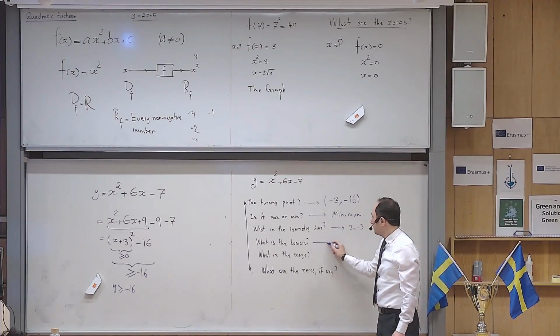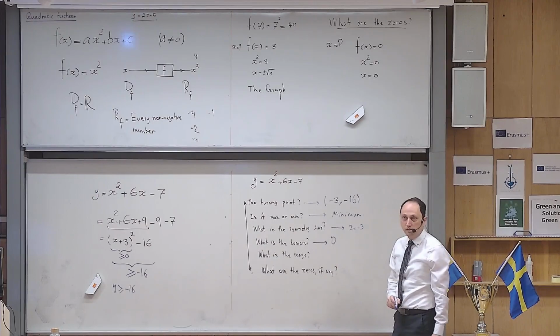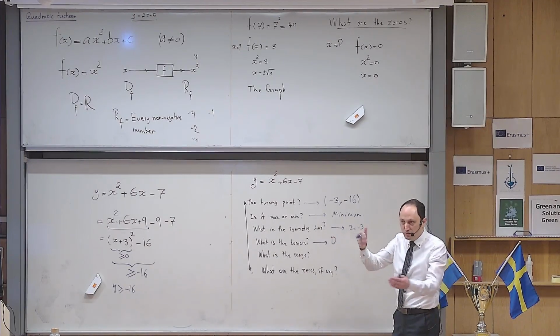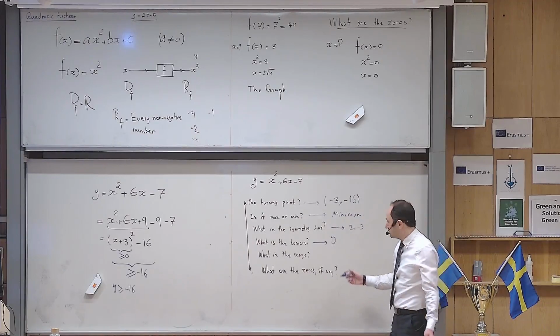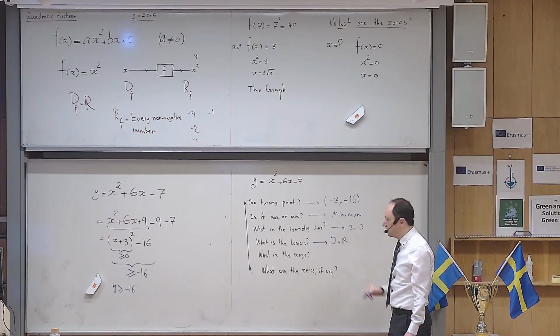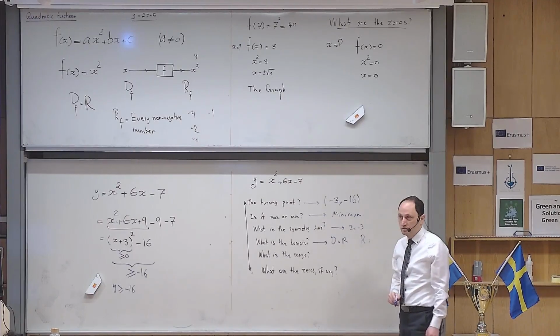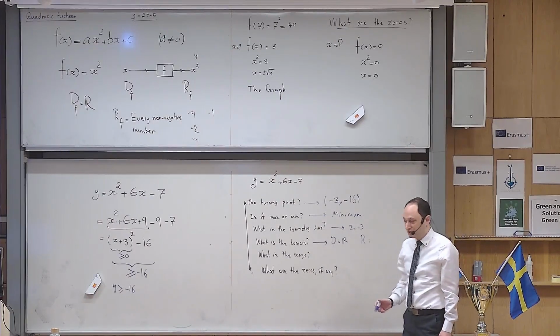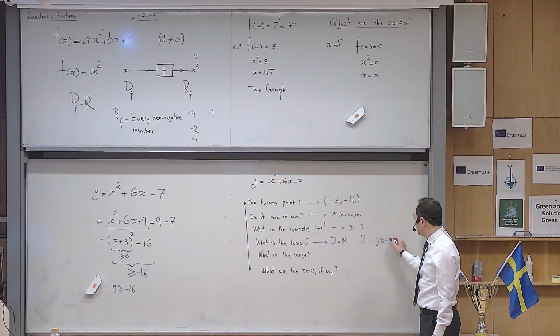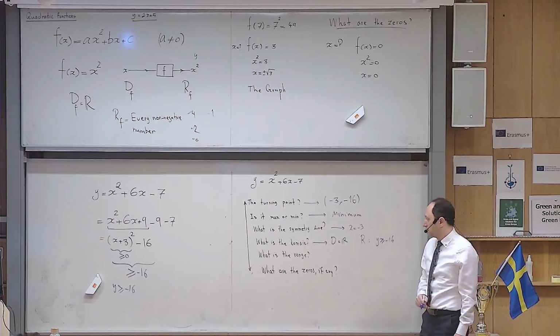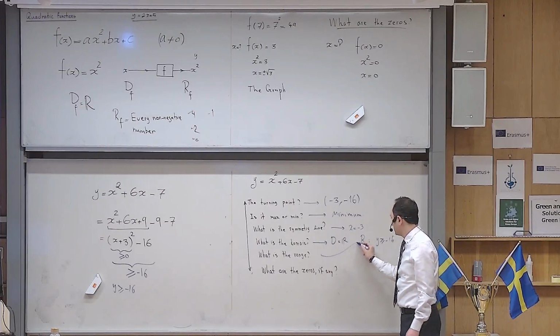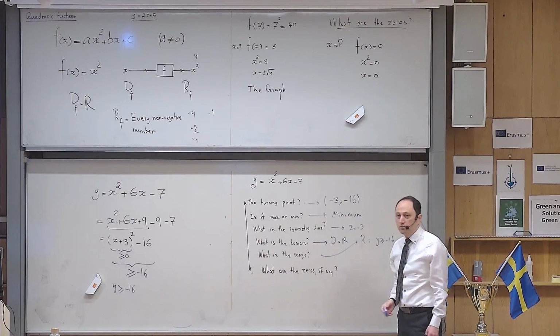So what is the domain? The domain means the set of all possible sensible inputs. There is no limitation for that, so domain is R. But can you tell me what is the range? It's on the board. Yes, y greater than or equal to minus 16. So that is the range. What are the zeros, if any?